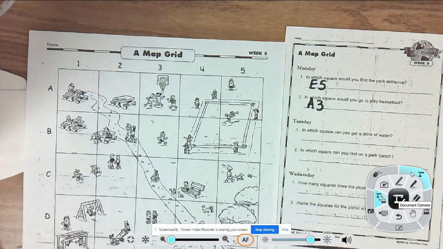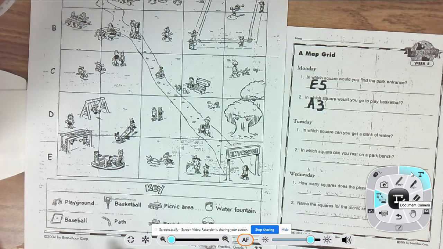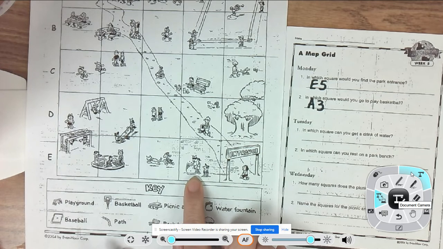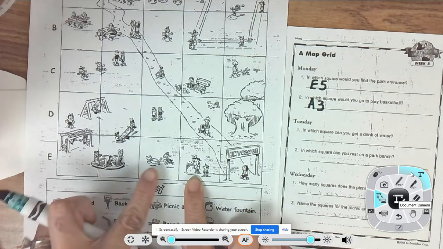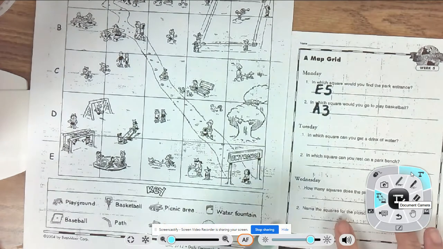Tuesday, in which square can you get a drink of water? Well, I've got to find that water fountain. I look at my key, the water fountain, and find it on my map right here. Remember, we do the letter first, which is E. We go up to get my number 4, E4.